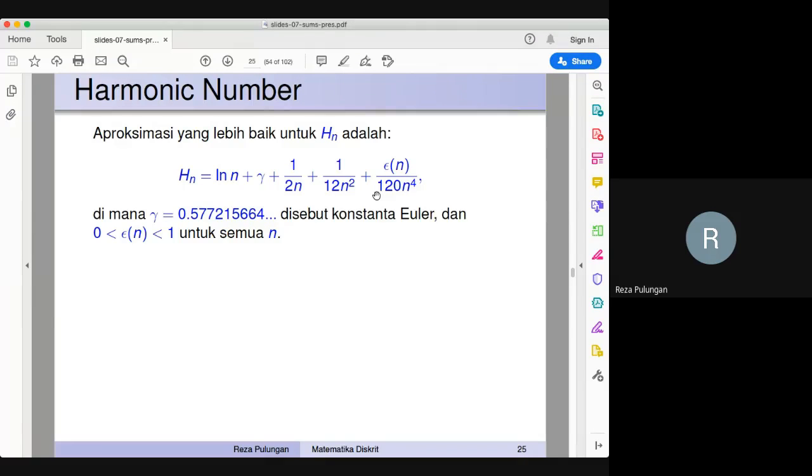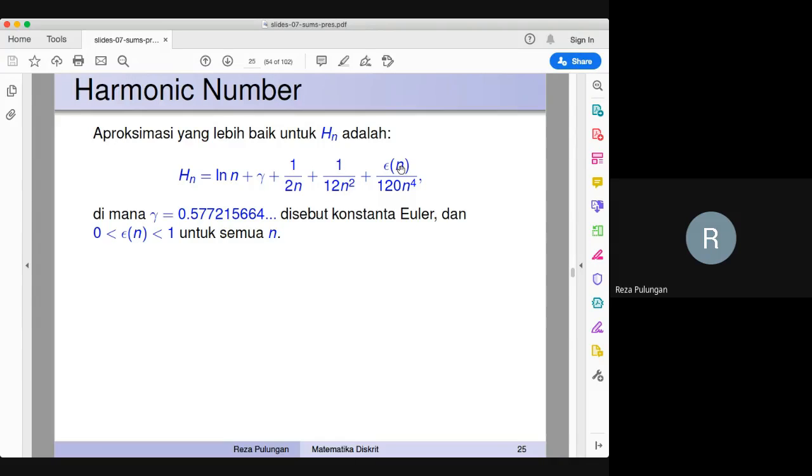Look at this. This is not even an approximation. This is equal here. We call this a better approximation of H_n. H_n is equal to the natural logarithm of n plus gamma plus 1 divided by 2n plus 1 divided by 12n squared plus epsilon_n.